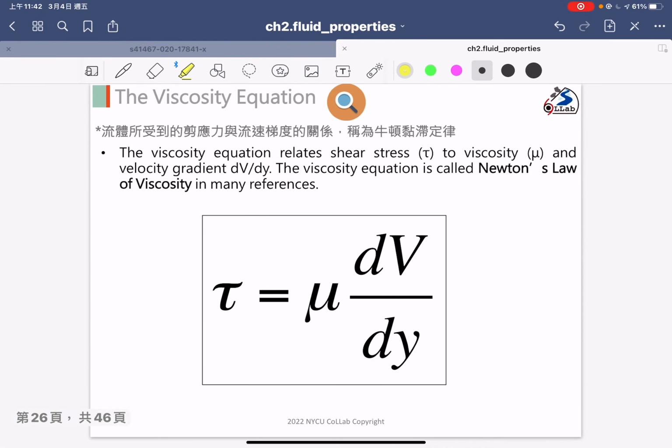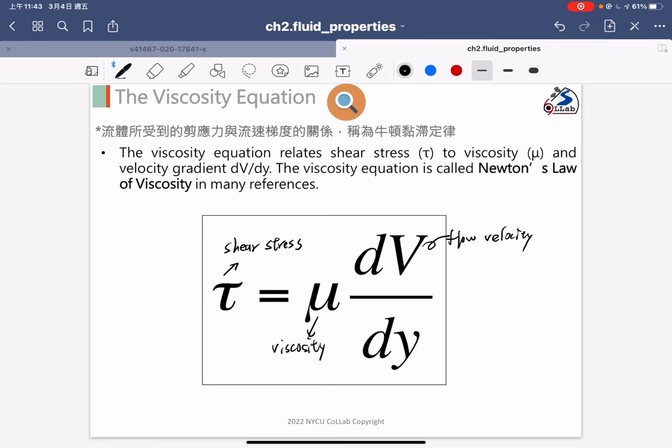Okay, so I just highlight the equation showing here. The left-hand side is our shear stress. Then we have the mu. Mu is our viscosity, and the viscosity mu is the dynamic viscosity. And what is the V? The V is not the volume. V is the flow velocity.